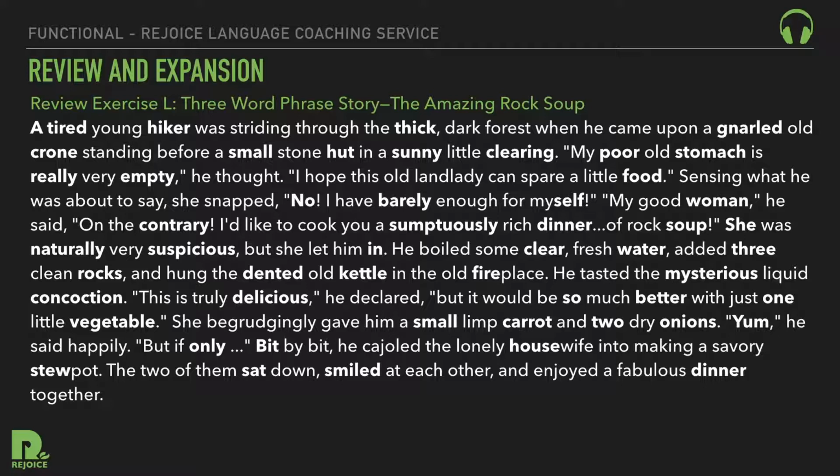He tasted the mysterious liquid concoction. "This is truly very delicious," he declared. "But it would be so much better with just one little vegetable." She begrudgingly gave him a small limp carrot and 2 dry onions. "Yum," he said happily, "but if only..." Bit by bit, he cajoled the lonely housewife into making a savory stew pot. The two of them sat down, smiled at each other, and enjoyed a fabulous dinner together.